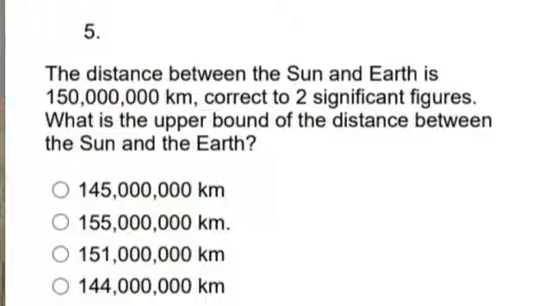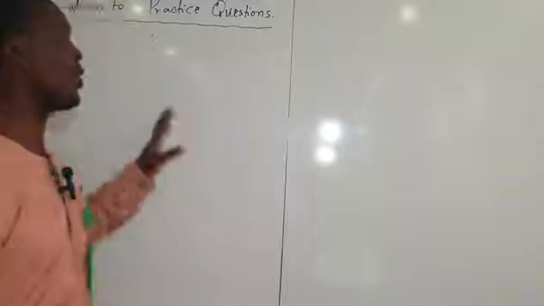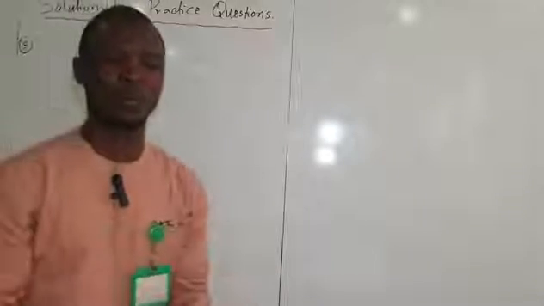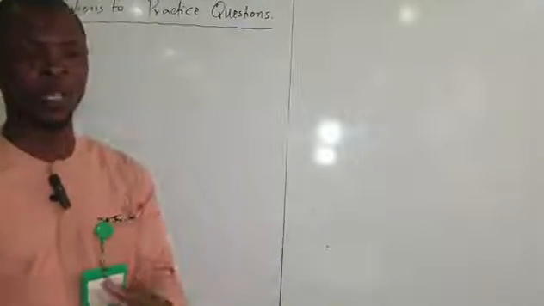So let's move to the 5th. Question 5 says the distance between the sun and the earth is 150 million kilometers, correct to two significant figures. What is the upper bound of the distance between the sun and the earth? If you check question 4 and 5, they have the same information but with different questions.